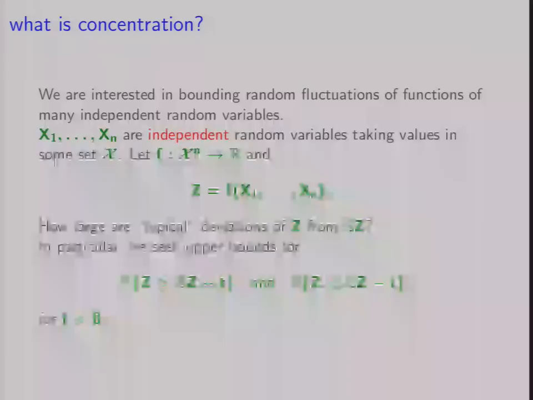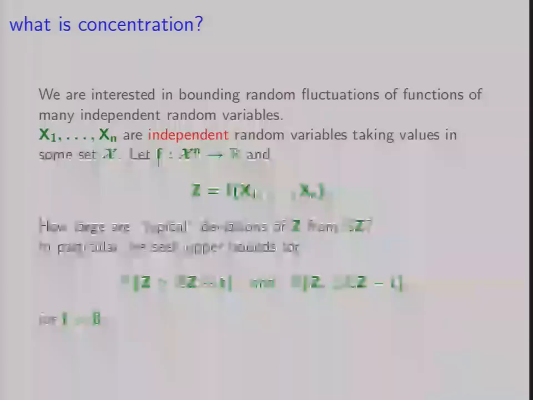Just independent. And now we have a function that takes these n random variables as input and produces a real number. So a sum would be a special case. If we have real-valued random variables, then a sum or an average is such a function. But now you can think about something much more complicated. And this, of course, is now a random variable that depends on all these n independent variables. So we would like to understand how far this random variable is from its expected value.